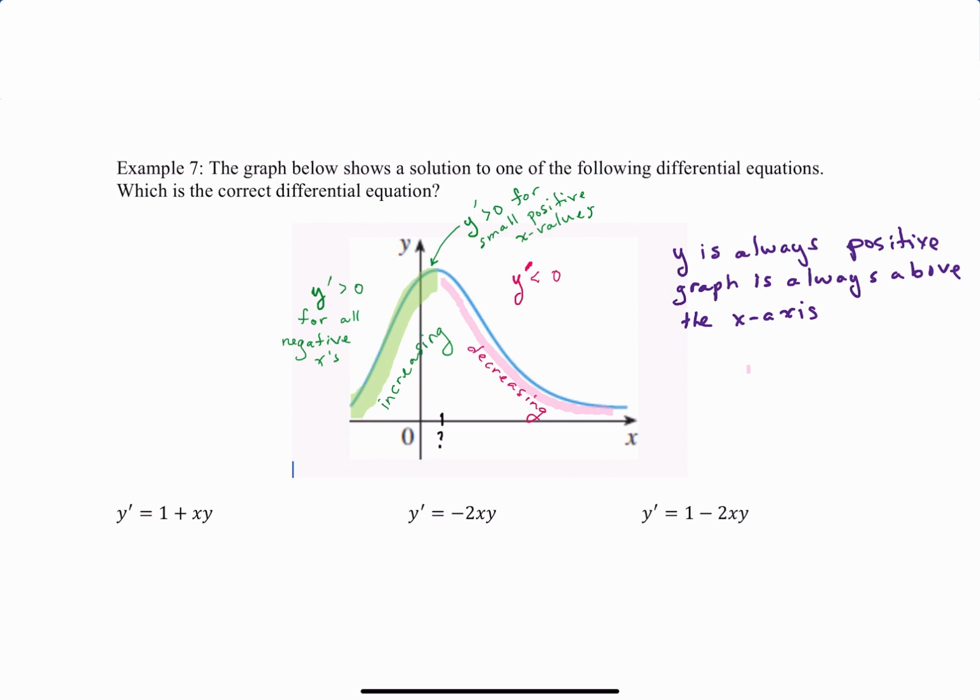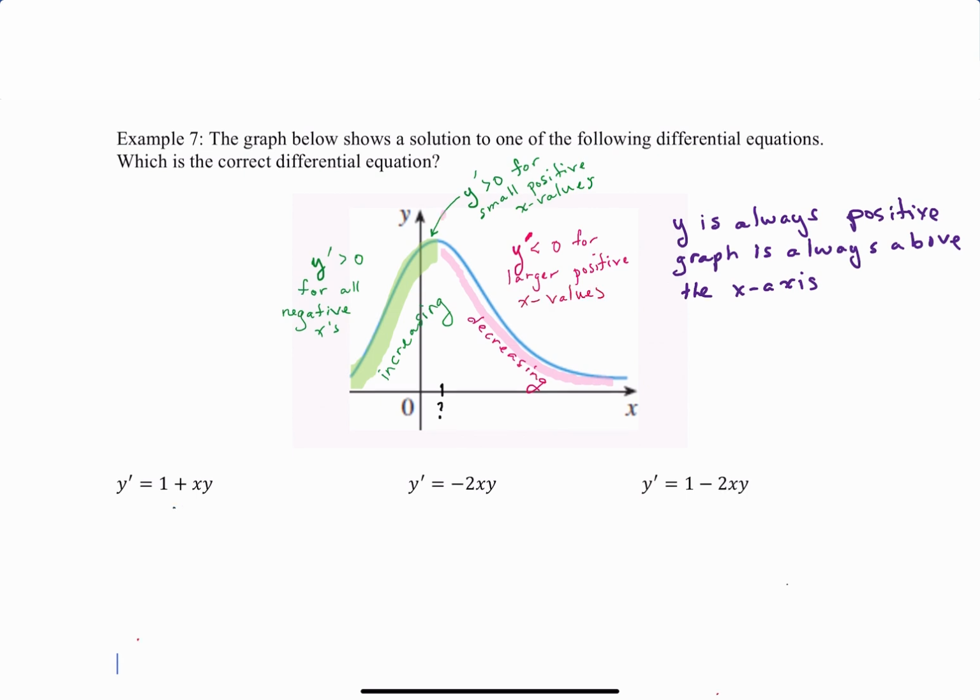Moving on to the part of the graph where y prime is negative, because it's decreasing, I'm going to say that happens for, I'm just going to say, larger. I have to be vague because I don't know what that question mark x value is. So I'm just going to say for larger positive x values.